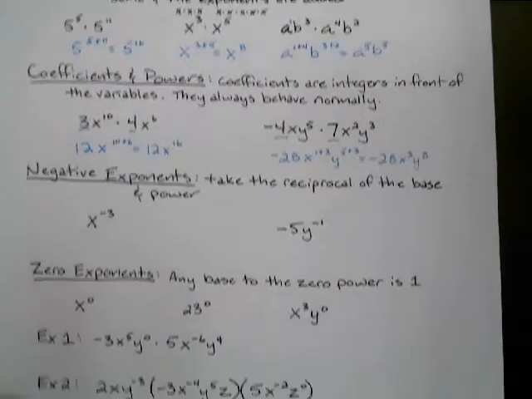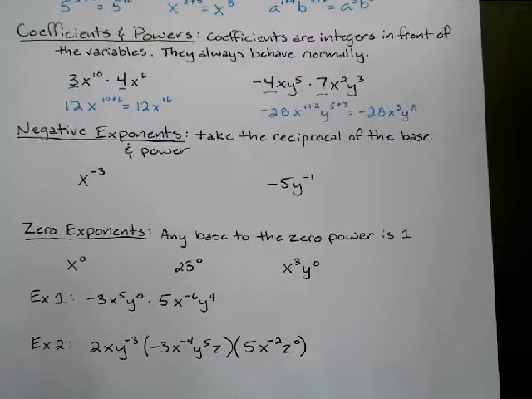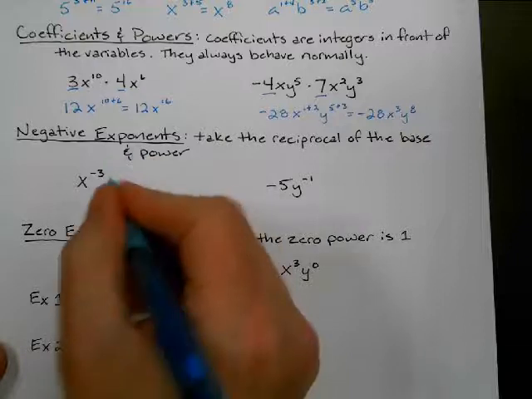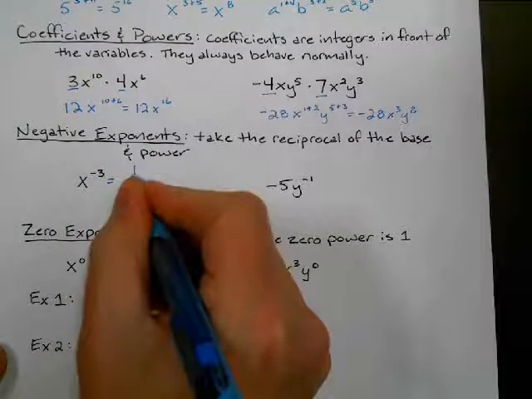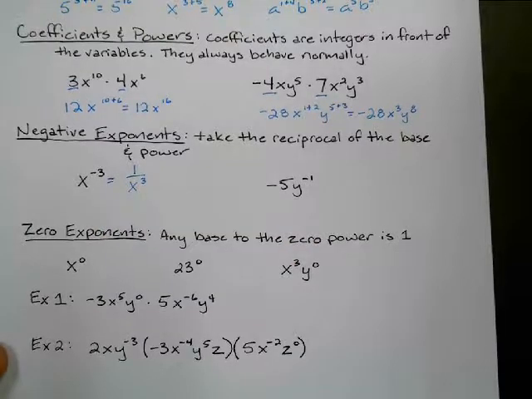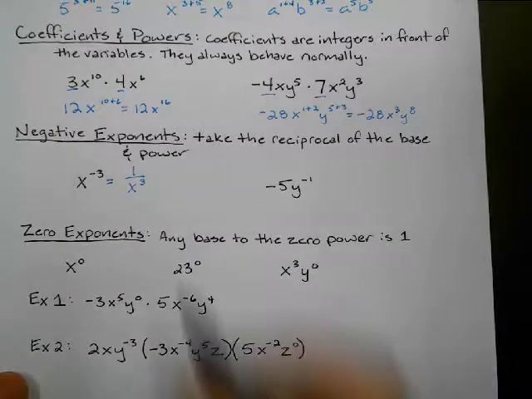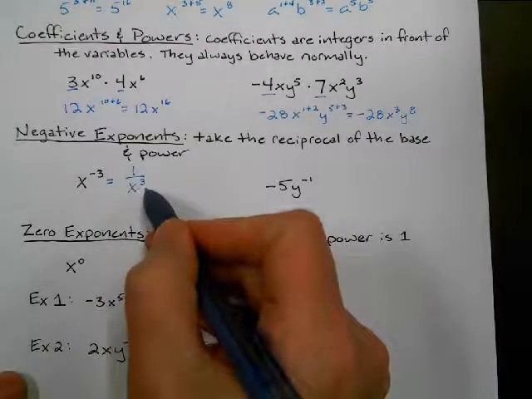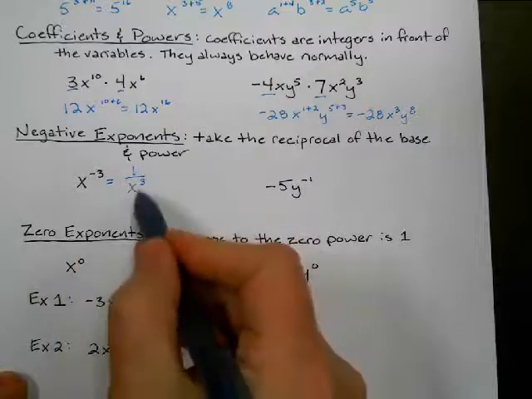All right, negative exponents. When we have a negative exponent, we take the reciprocal of the base and the power. So a negative exponent means it's the reciprocal, which means we kind of flip it around. So x to the negative third is 1 over x to the third. Notice that once I put it into the denominator, the negative went away. The negative is just telling me that my 3 x's are being multiplied in the denominator, not the numerator.